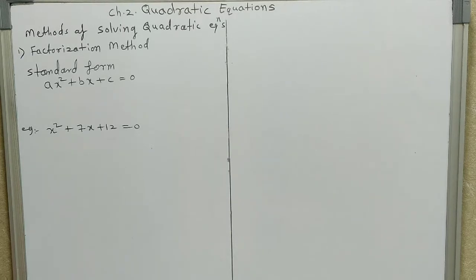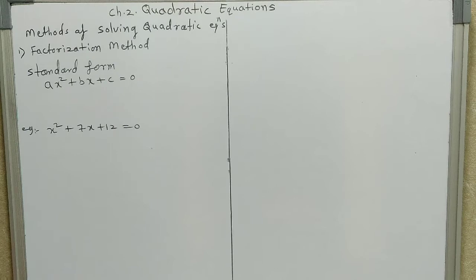Students, we will start the next part of this chapter, methods of solving quadratic equations. There are three methods of solving quadratic equations. The first one is the factorization method, the second one is completing the square, and the third is the formula method. Now we first see the factorization method.